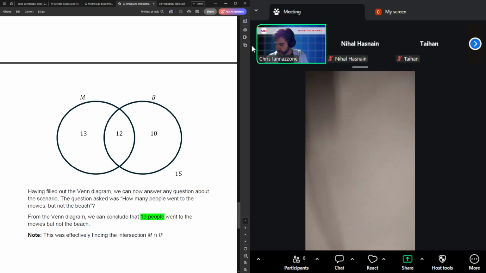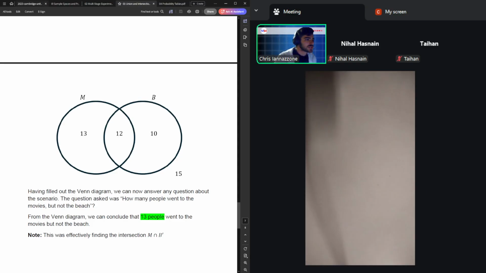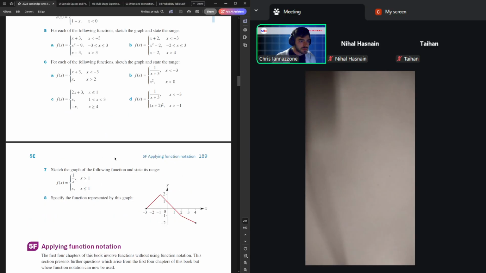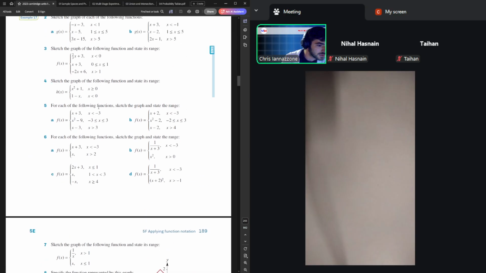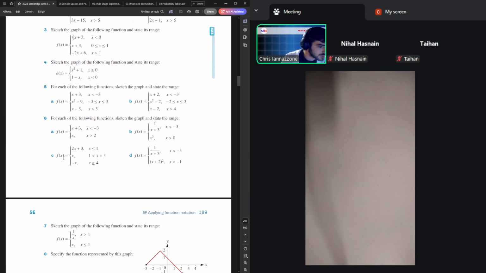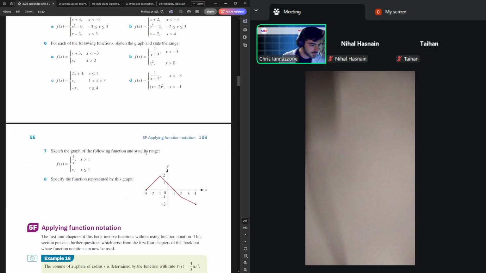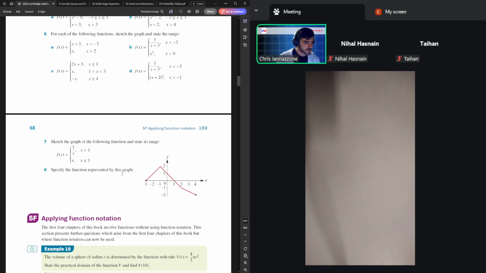Cool. Okay. I'm a bit mindful of time, so I think what we'll do is we'll take a break from that little data download there, and we'll address some student questions here. So I was asked to have a look at 5E Unit 1 and 2 question 8. Yeah, okay. Cool. Specify the function represented by this graph.